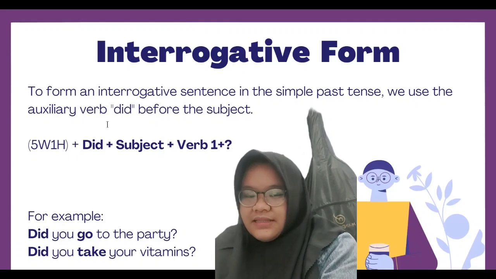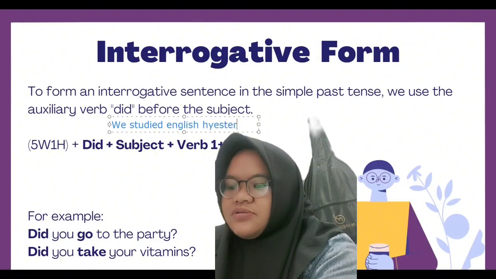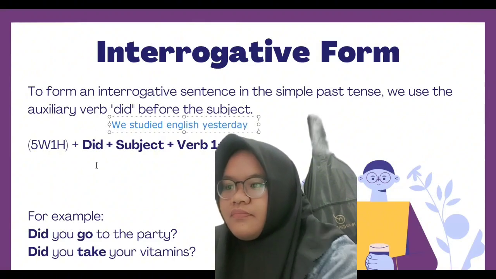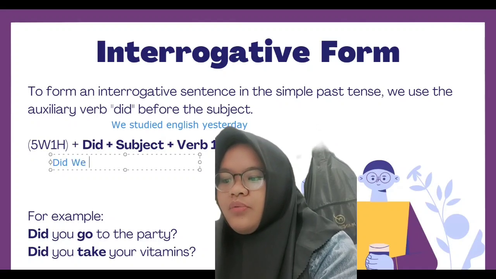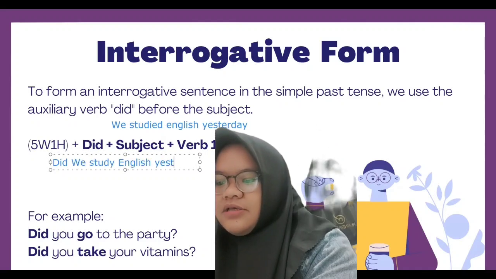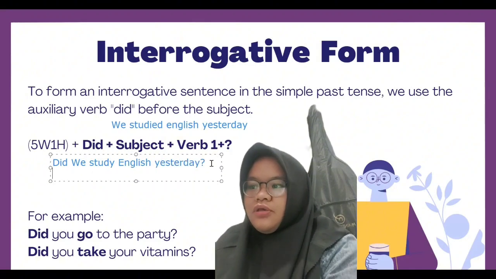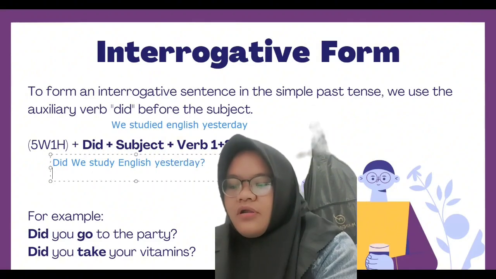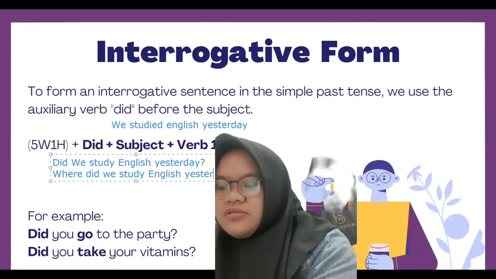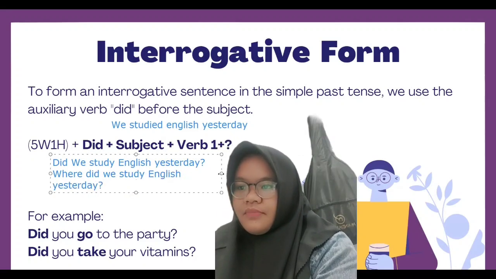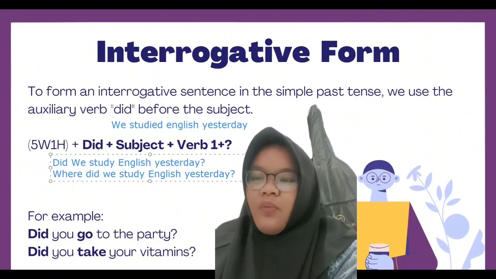So, from the sentence we studied English yesterday, the interrogative form becomes did we study English yesterday? Or if we want to use the WH question, we can put it in front, like where did we study English yesterday? Just like that. Another example, did you go to the party? We use go, not went.